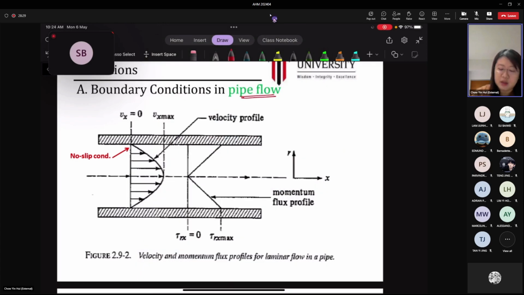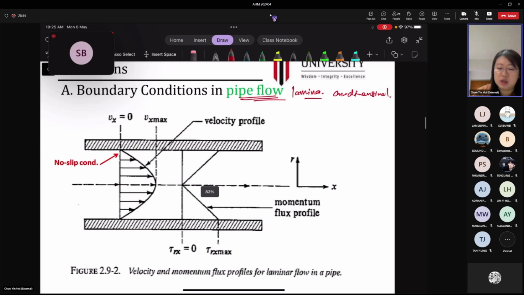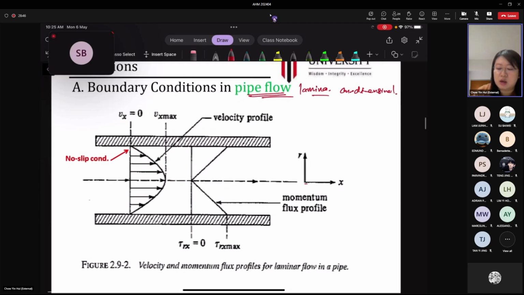All right. So if we look at pipe flow where we have a laminar flow, and it's one-dimensional, a one-dimensional laminar pipe flow. Why do I mention one-dimensional? Here we are focusing on the fluid flow in the x direction. When fluid flows in the x direction in a pipe, this is a 2D diagram. If it's a 3D one, you can imagine it something like this.